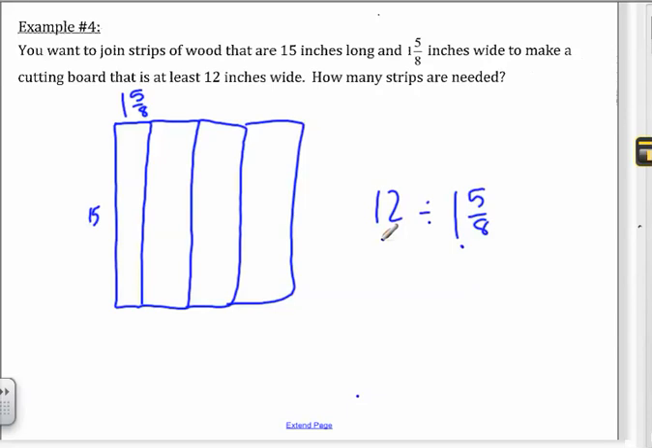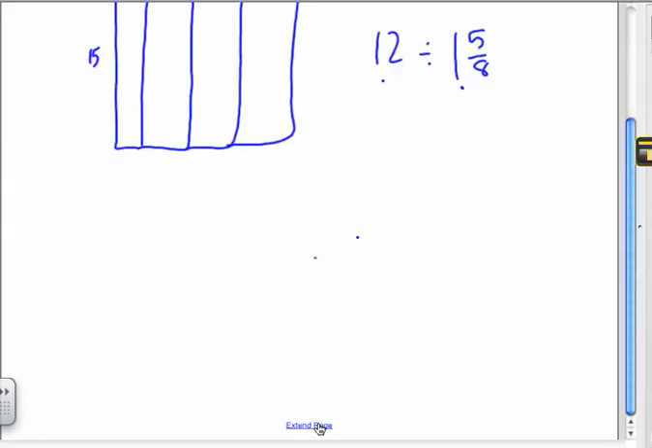So if that's the math problem that we need to do, what's the first thing that I need to do here? Ross. Make 1 5/8 into an improper fraction. Okay. Will you do that for me? Ross says make 1 5/8 an improper fraction, so do it for us. It is 13 over 8. 8 times 1 is 8, plus 5 is 13 over 8.